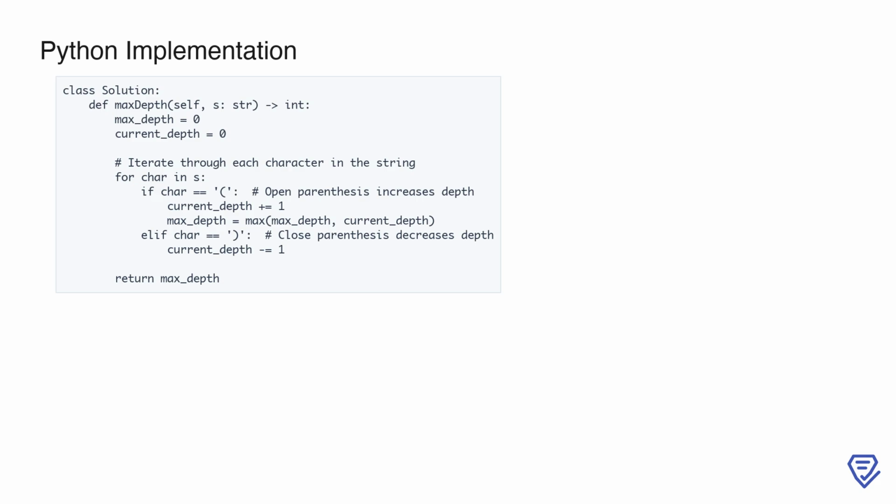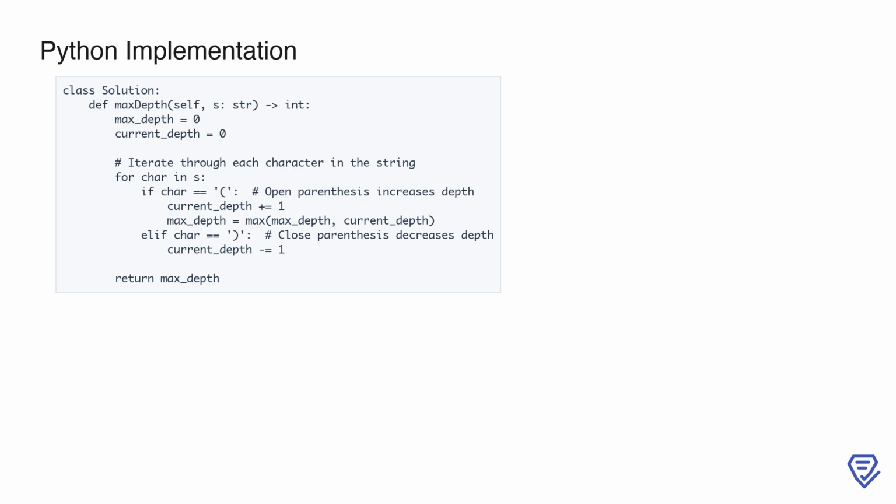4. Edge case handling. The algorithm assumes that the input string s is valid, meaning every opening parenthesis has a corresponding closing parenthesis, as per the problem constraints. This ensures that current_depth will never become negative. Non-parenthesis characters, e.g., letters, digits, are ignored by the loop since they do not affect the depth. 5. Returning the result. After processing the entire string, the function returns max_depth, which contains the maximum nesting depth of parentheses encountered.